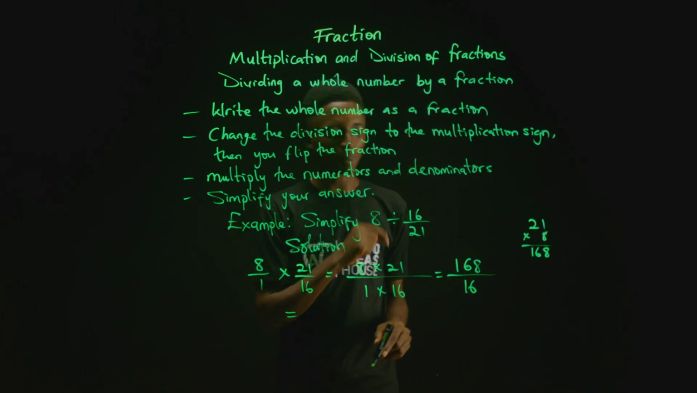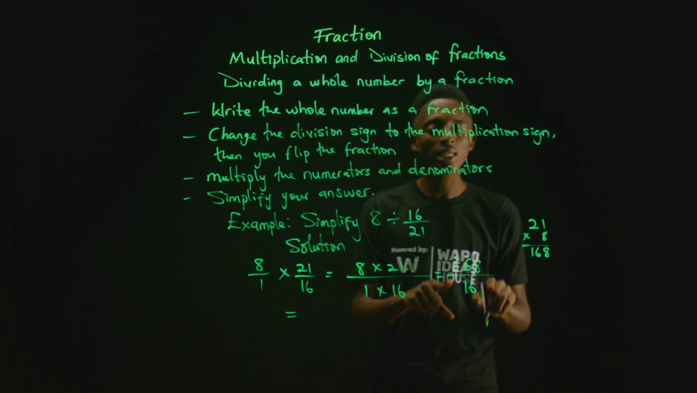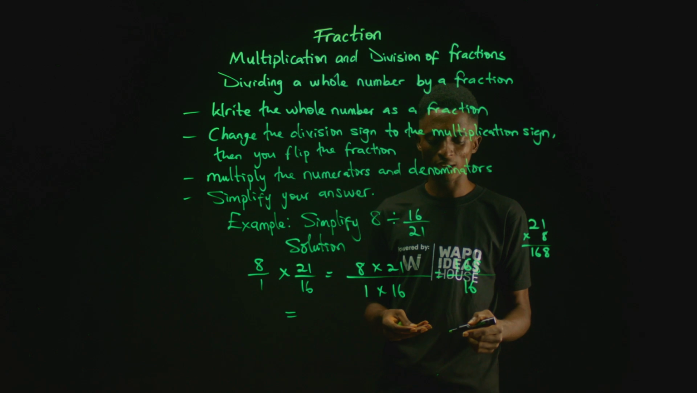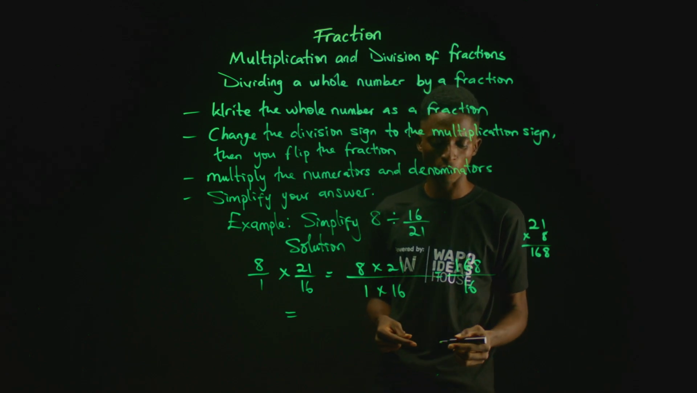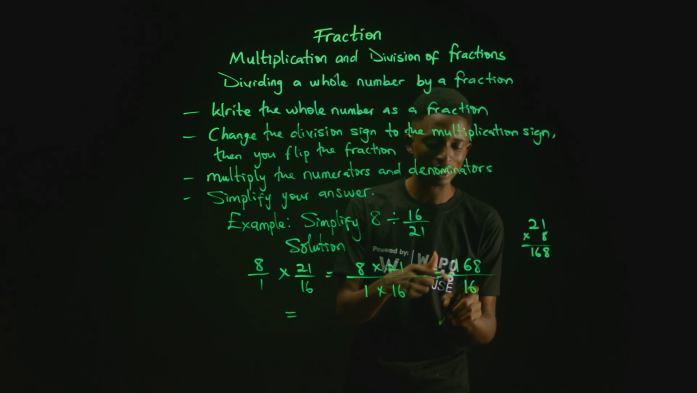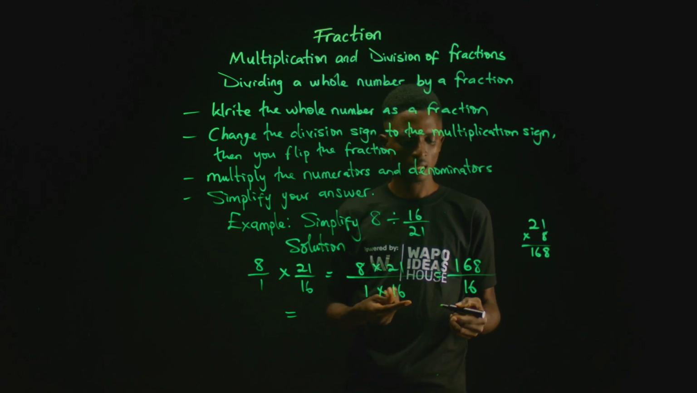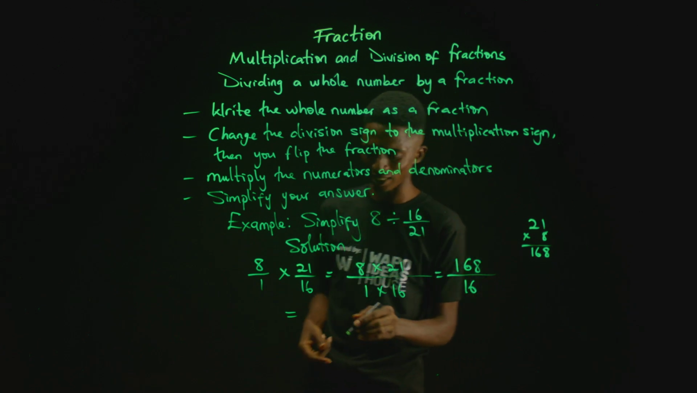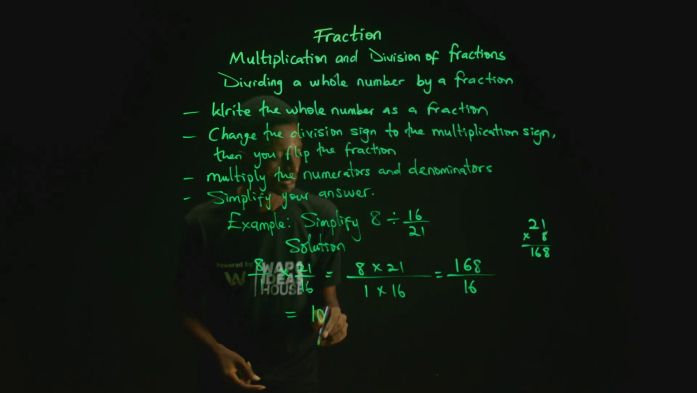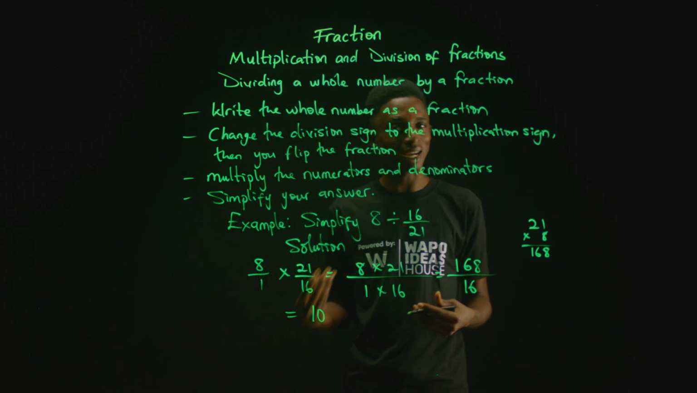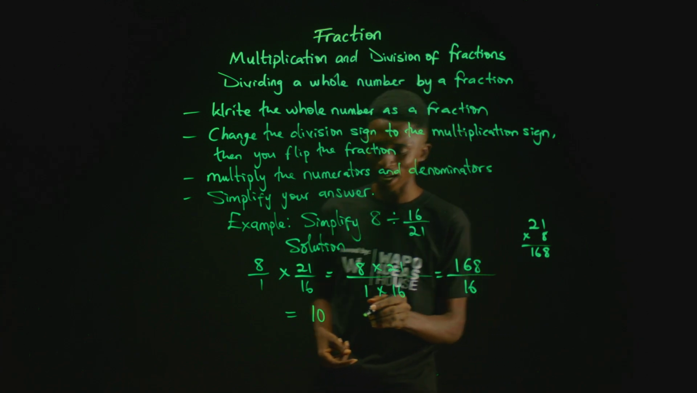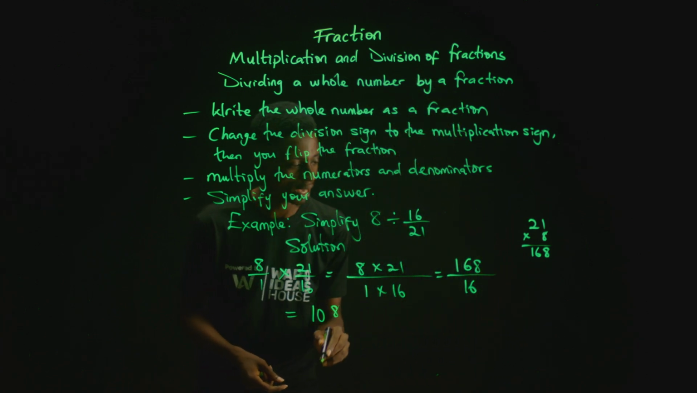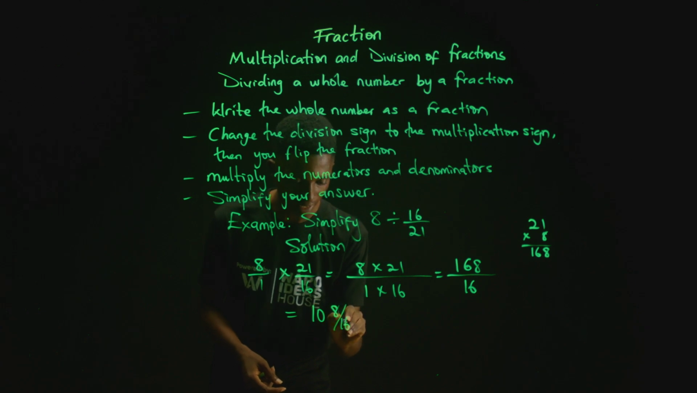The next thing is to simplify our answer. We see here that we have an improper fraction, so we have to bring it to mixed form. So how many times does 16 go in 168? We know that 16 times 10 is 160, so it will go 10 times. And 168 minus 160 will give us a remainder of 8. So we have 8 over 16.